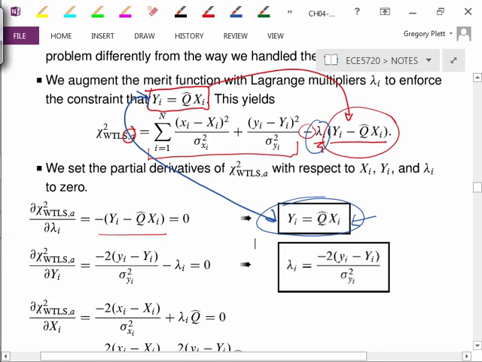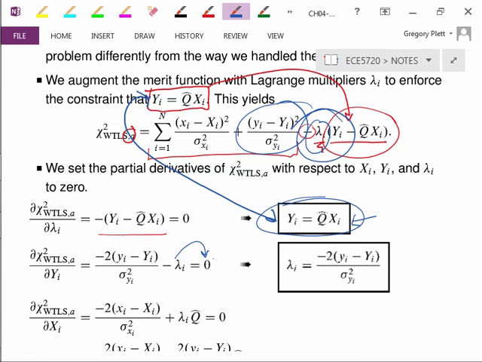When I take derivatives with respect to capital Y_i, that's going to be in this term. So I get the minus 2(y_i) times little y minus big Y all over sigma squared. But it's also in this term, so I have minus lambda_i as well, equals 0. And that lets me solve for lambda, just bringing this over to the other side. It gives me lambda_i equals minus 2 times little y minus big Y over sigma_y squared.